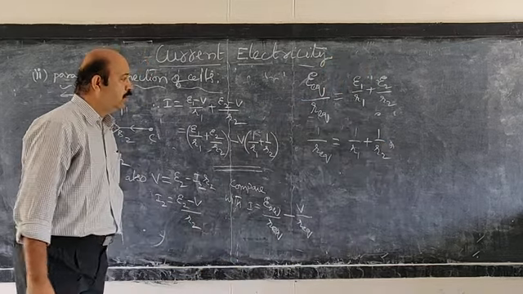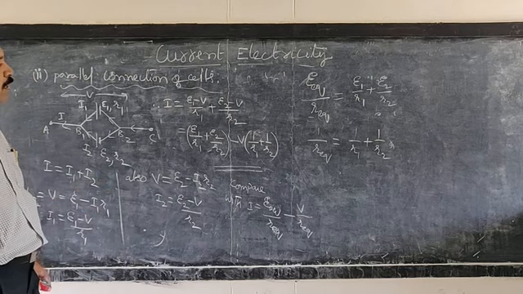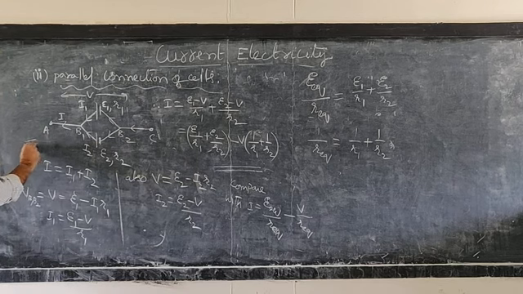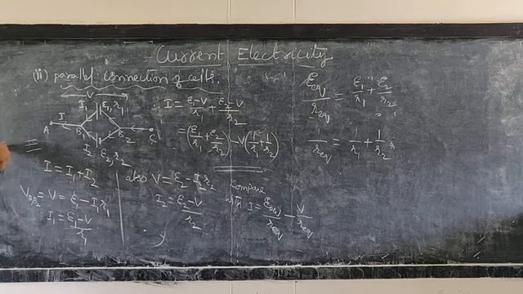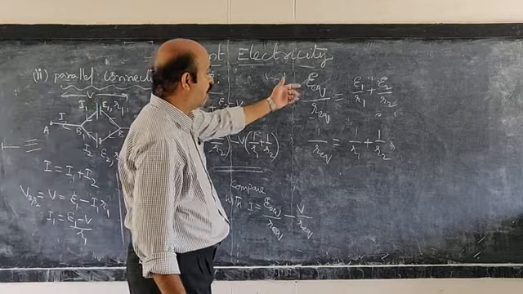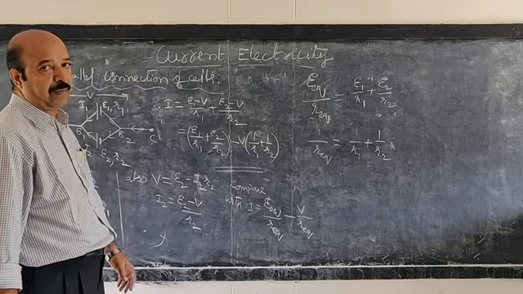So in that way we can find out the effective or equivalent EMF. This combination can be replaced by a single cell whose equivalent EMF can be found from this formula and whose effective resistance can be found from this formula.